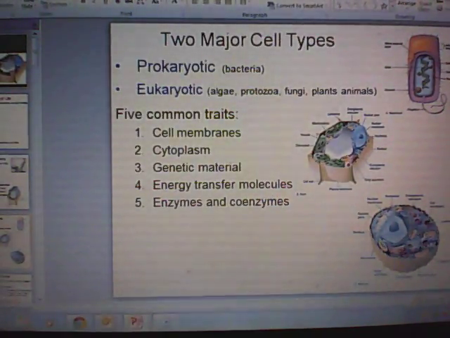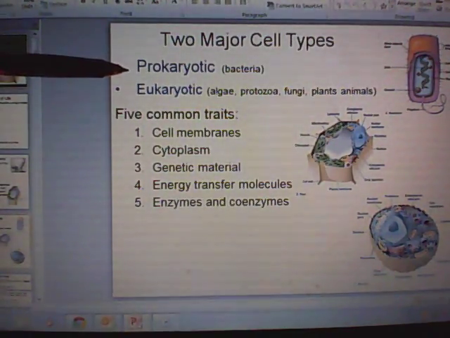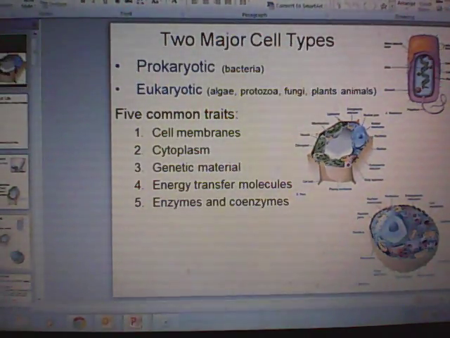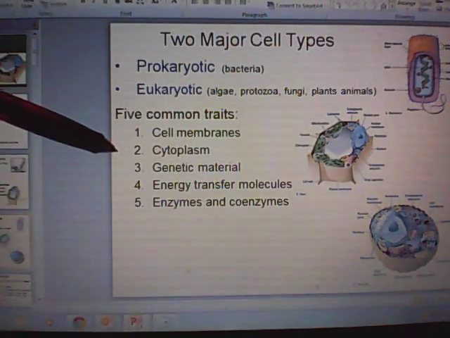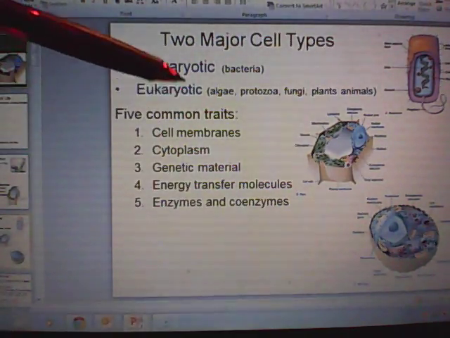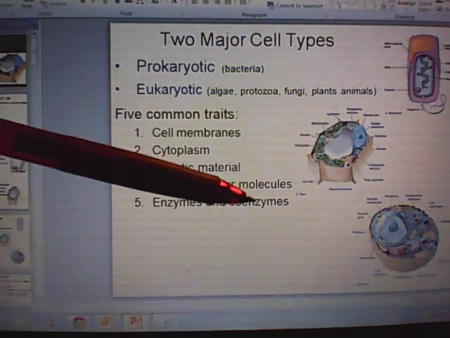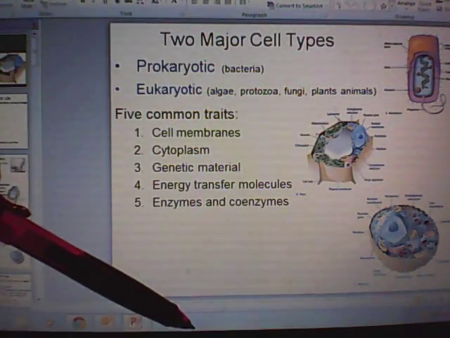So you should know there are 2 major types of cells. You have prokaryotic and eukaryotic. Prokaryotes are usually your bacteria. Eukaryotes, there are 5 different categories: algae, protozoa, fungi, plants, and animals. They both have common traits: cell membrane, cytoplasm, genetic material, meaning DNA or RNA, energy transfer molecules, which you'll find out are mitochondria or chloroplast, and then enzymes and coenzymes.